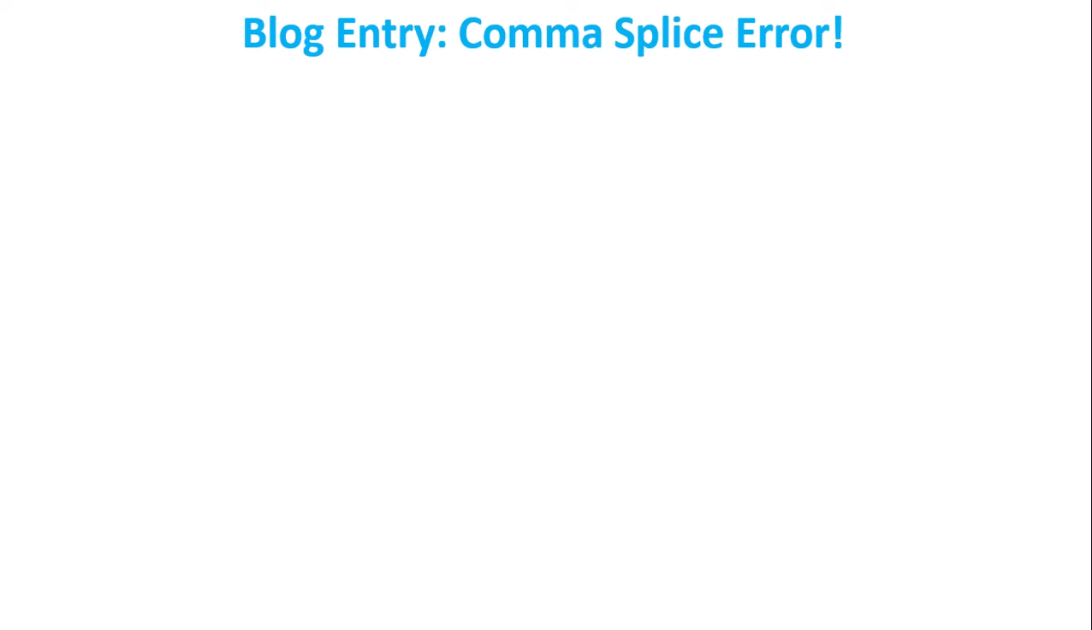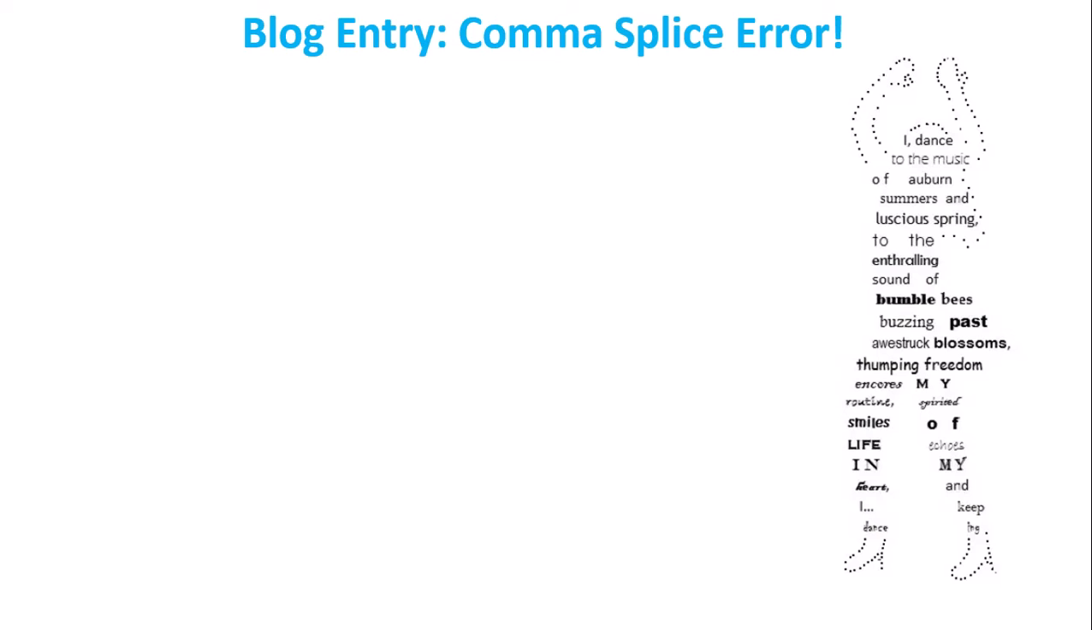Comma splice error. So we've looked at two run-ons. Now we're going to look at this comma splice. This is not her poem, but this is kind of what she's talking about. It's called a concrete poem, where you move the words around so that they create a shape.